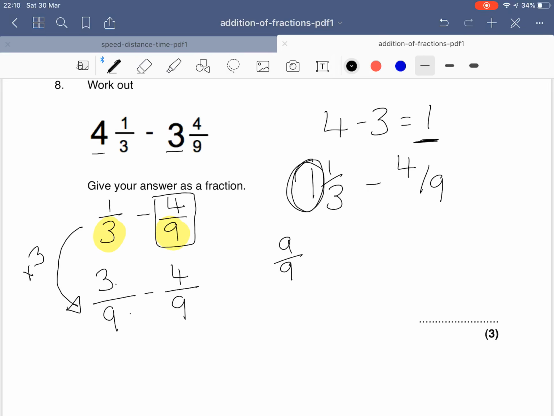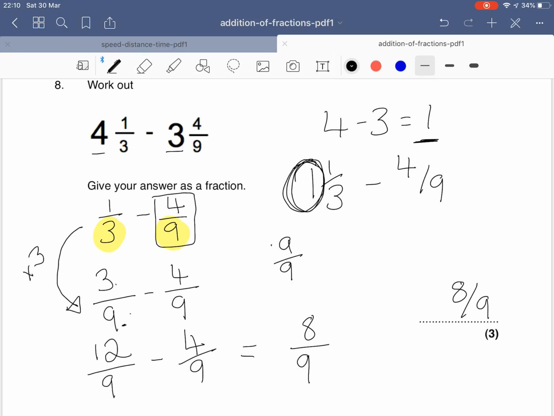So we can add 3 and 9 to get 12. So this changes to 12/9 take away 4/9. Now we can complete it. So 12 take away our 4 leaves me with 8, and the 9 stays the same. So we're left with 8/9. So all we did was add that 1 whole, because our denominator is 9, so 9 out of 9 is 1 whole.